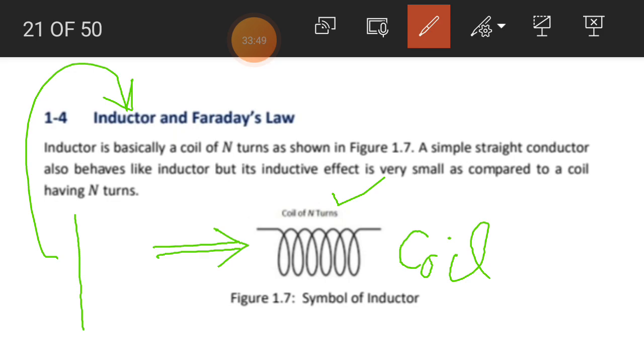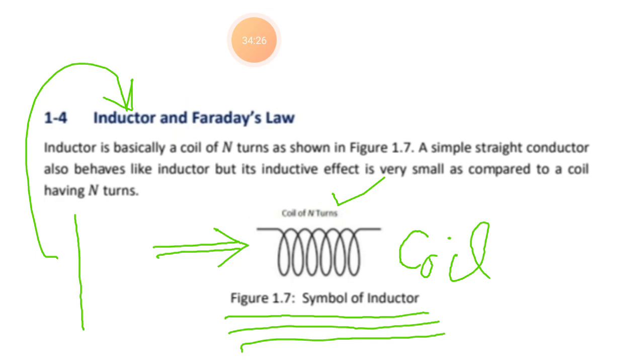So if you want to make an inductor, you can make a winding or a coil of n number of turns from the conductor. When you make a coil of n number of turns from the conductor, this coil is known as an inductor. The symbol of an inductor is shown in figure number 1.7.